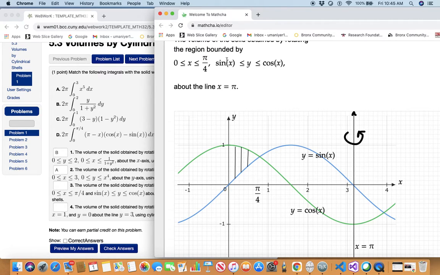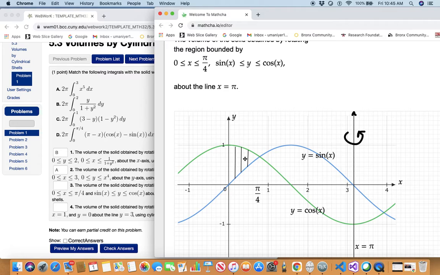Y equals sine x is the blue curve. Y equals cosine x is the green curve. So, you see, when x is pi by 4, sine x and cosine x agree. It's root 2 over 2. So, you're looking at the region between x equals 0, that's the y-axis, and x equals pi by 4.